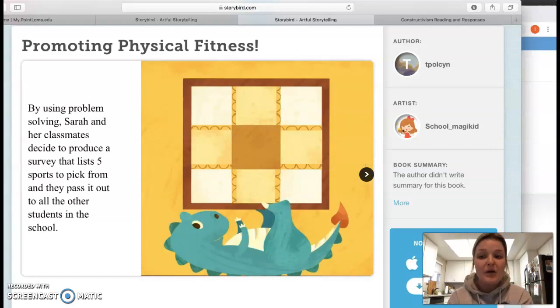By using problem solving, Sarah and her classmates decide to produce a survey that lists 5 sports to pick from, and they pass it out to all the other students in the school. Red word here is problem solving, and in this case, the students use problem solving by determining which method would be best to figure out which sport that they were going to promote to the school. And here they decided that a survey would work best. So they actually discussed amongst each other how and which way would be best to get this information.